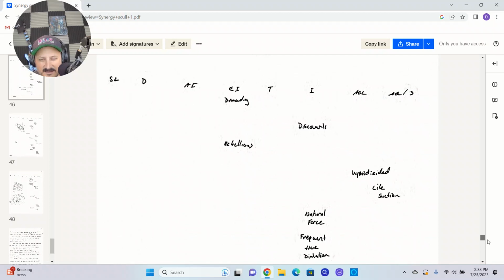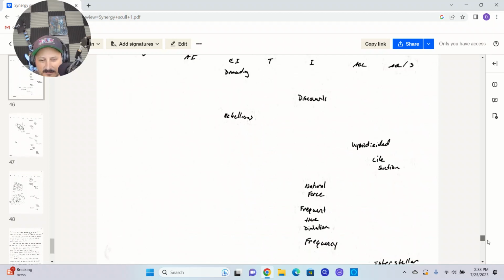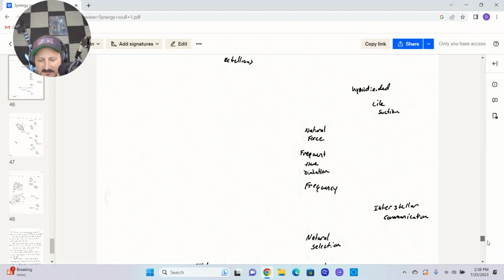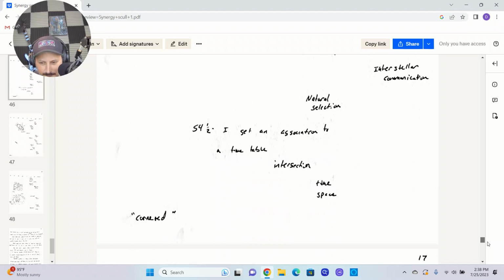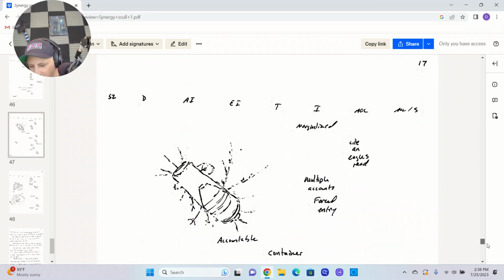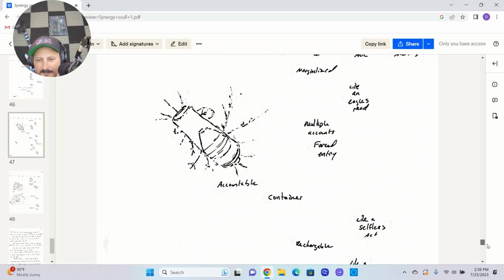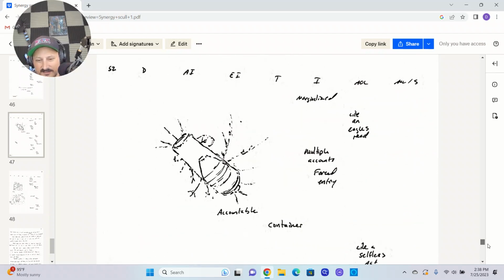I got this idea of discovery. Natural force, frequent time dilation, frequency, natural selection. So I AOL signaled interstellar communication. I get an association with the timetable, intersection, time, space, cornered. Okay, I get this sense of marginalized.